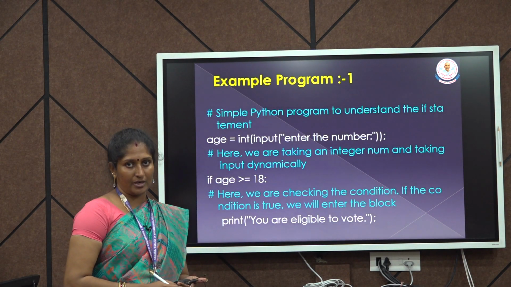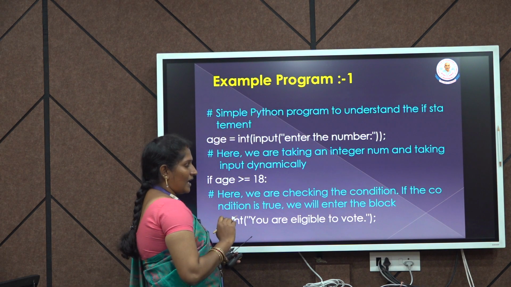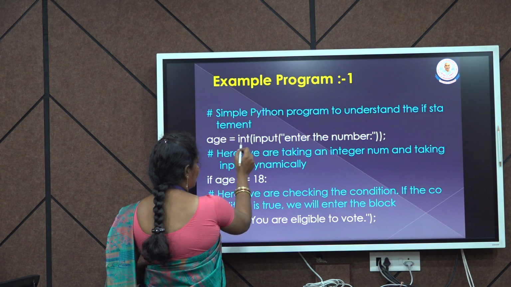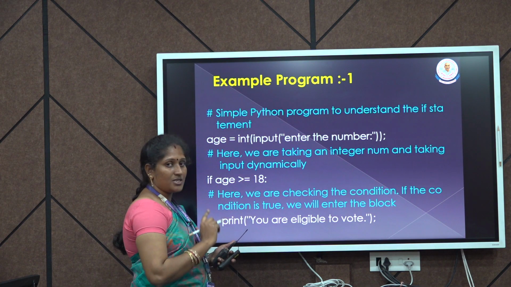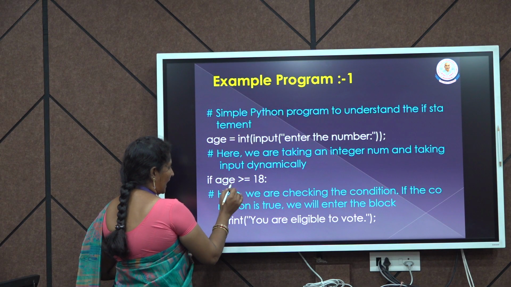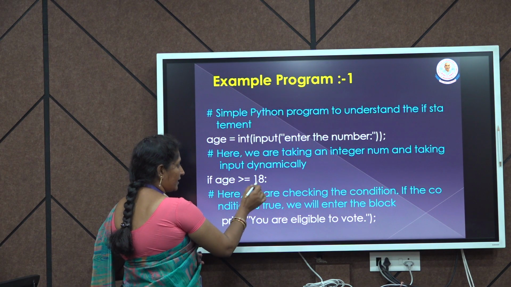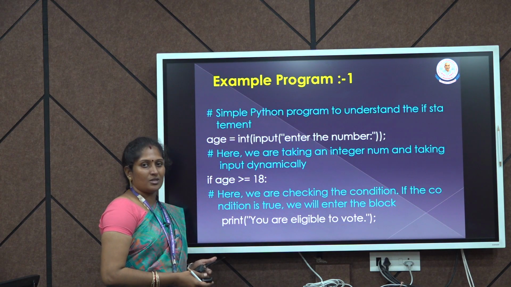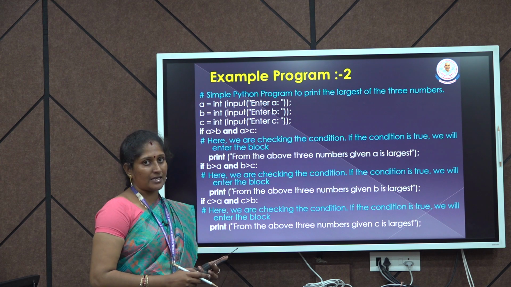So, this is example program 1. Here we are getting a value from the user and storing it in the variable age. So, age equals int(input("Enter the number")). Here we are getting the integer value from the user. Then we are checking if age is greater than or equal to 18. If the given number is greater than or equal to 18, it prints "You are eligible to vote". So, this is the first example program for the if statement.